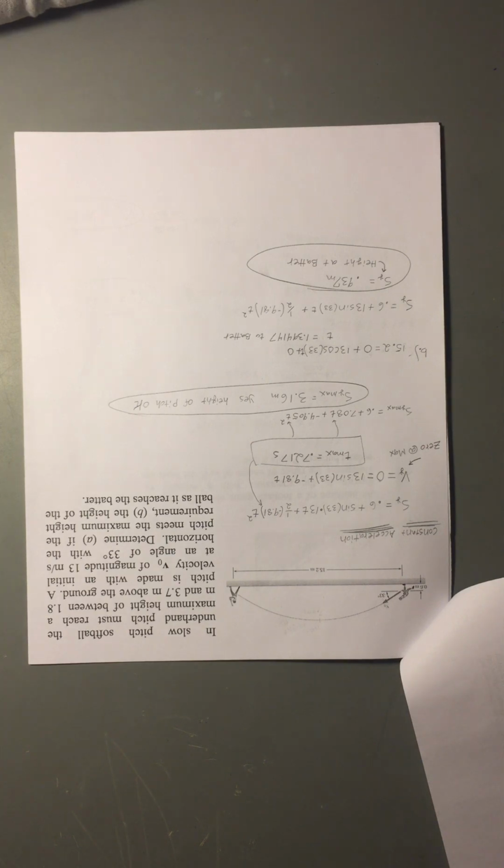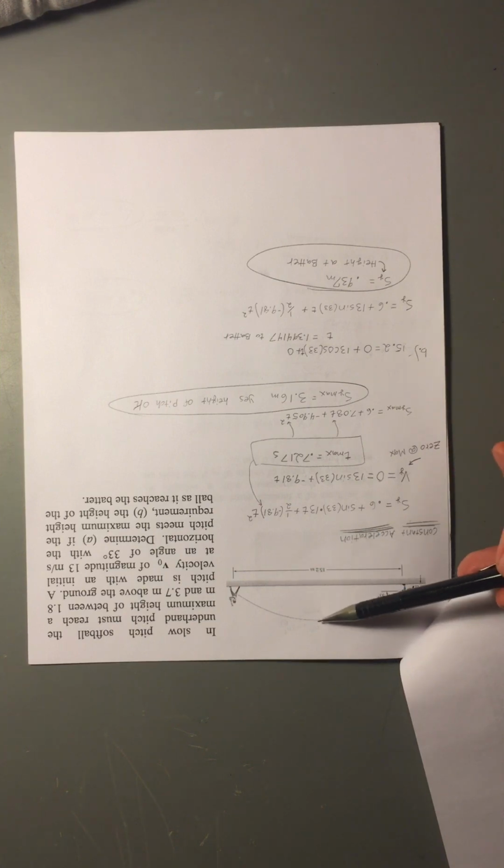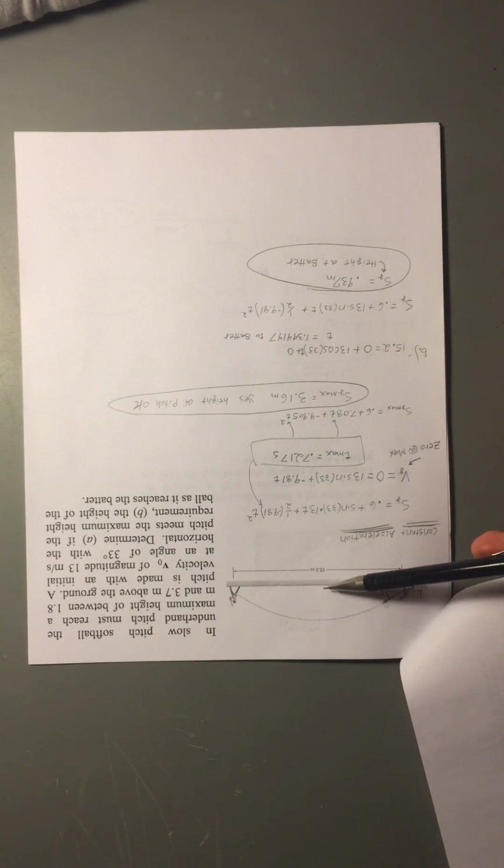Okay, so this is problem number 9, and in this problem we have this diagram here of a softball pitcher pitching to this batter, and the question wants us to determine if the pitch meets the maximum height requirement. So in the question it tells us that the max height of this pitch needs to be between 1.8 meters and 3.7 meters from the ground, and so we need to check if that's true.